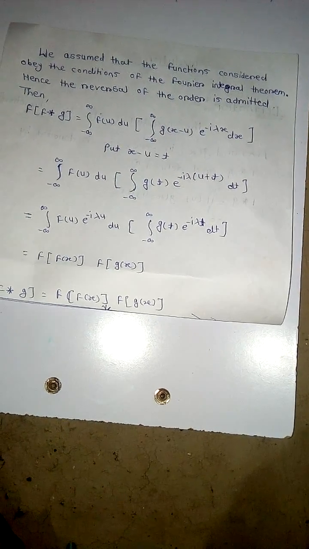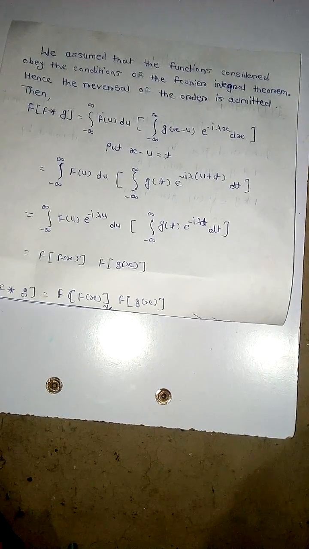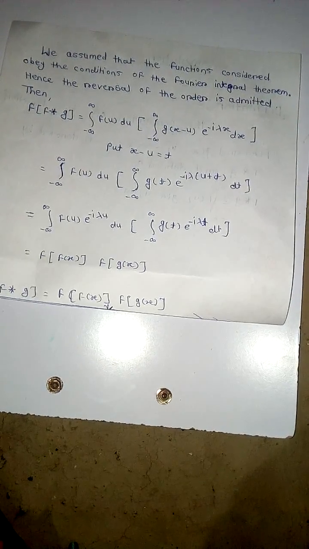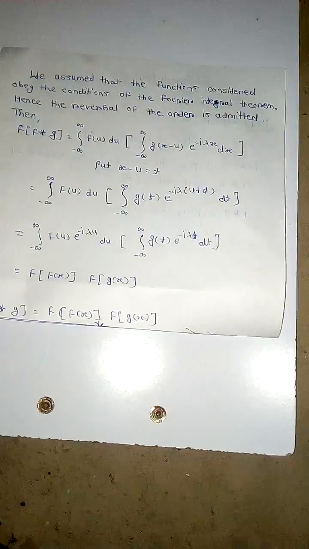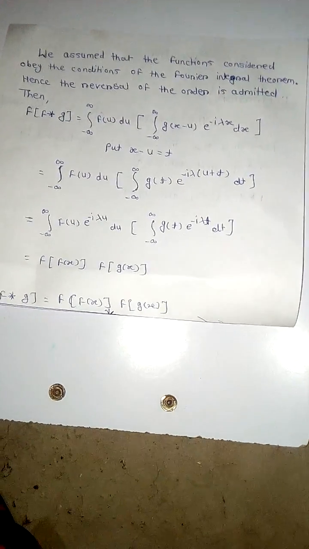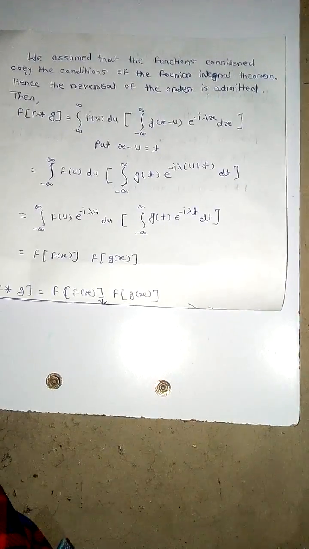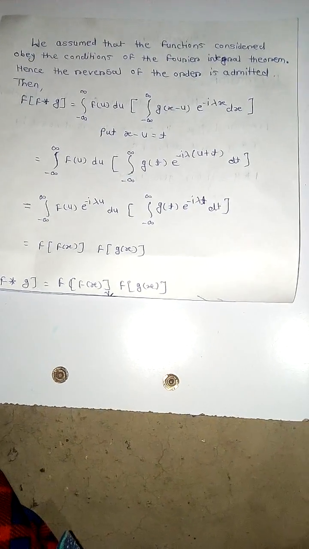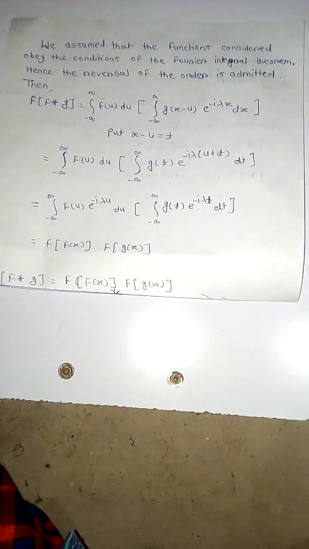That is, the integration from minus infinity to infinity of f(u) e to the power minus i lambda u du, times the integration from minus infinity to infinity of g(t) e to the power minus i lambda t dt. Hence the above value gives the product of the Fourier transforms of f(x) and g(x).